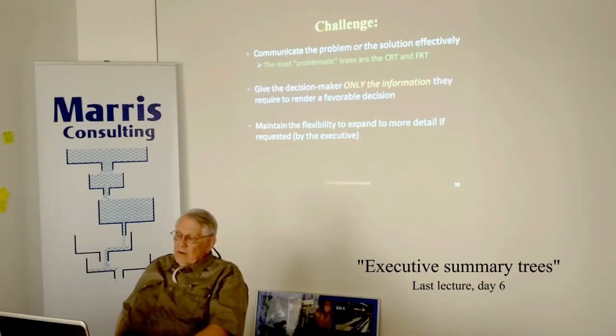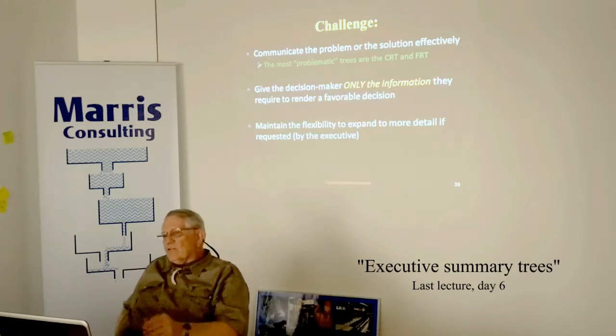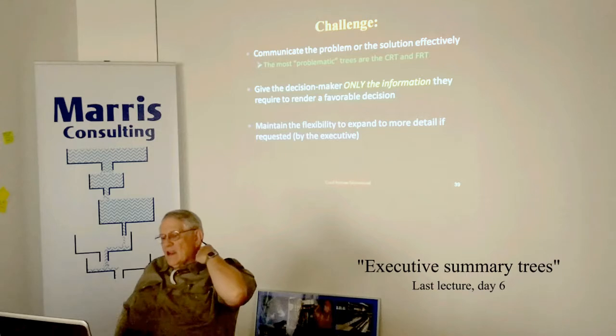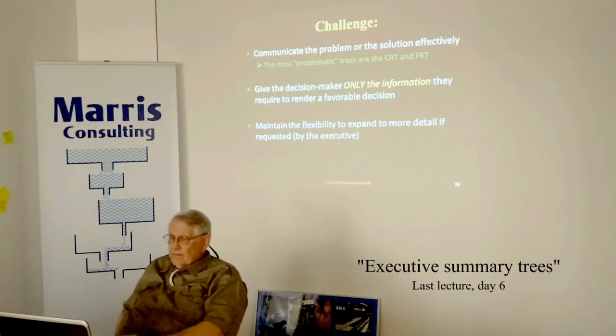So the challenge is to communicate the problem or the solution effectively. The most problematic trees for this are going to be the current reality and the future reality tree, because they are typically the ones, as you can see, that are the most involved, the most complicated, and would take the longest to go through. So your choice here is to bore the executive or to give them only the information that they require to render a favorable decision, and maintain the flexibility to expand to more detail, but only if the executive asks for it.